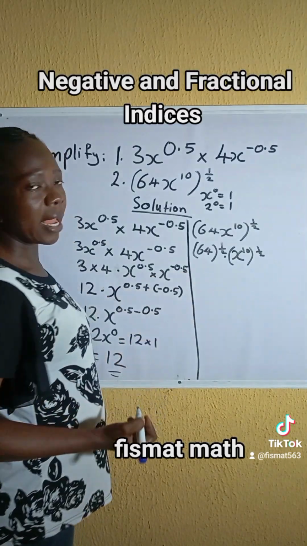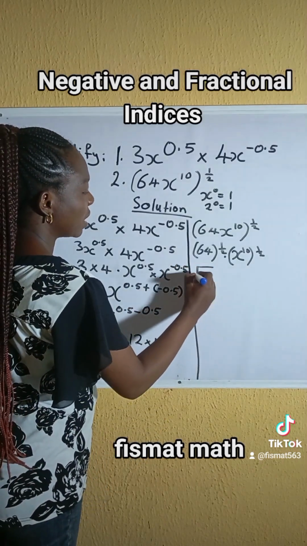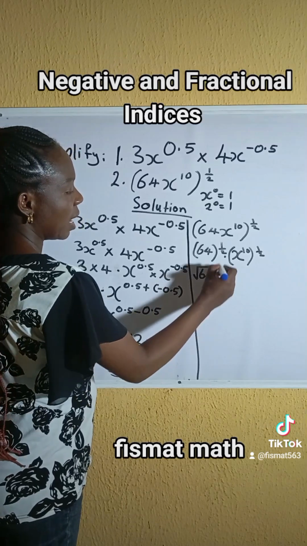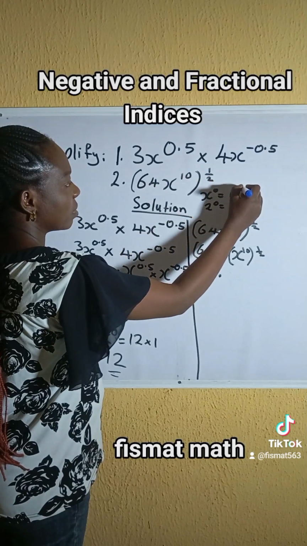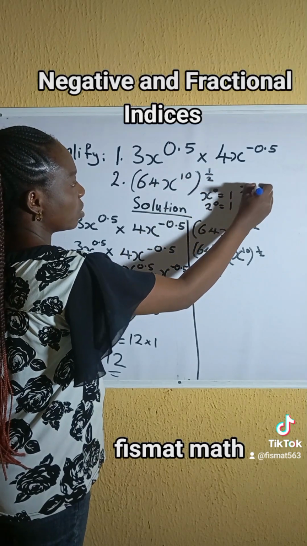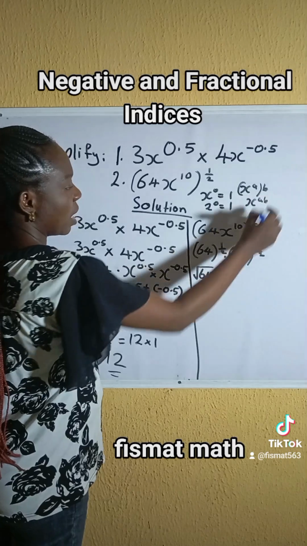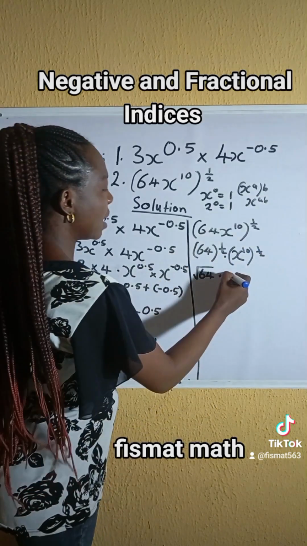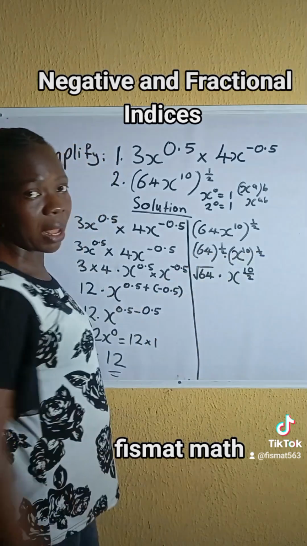Now 64 raised to the power half means the square root of 64. And then here, recall that x raised to the power a, bracket b, is what? x raised to the power ab. You are going to be multiplying these together, and then you have x raised to the power 10 over 2, 10 multiplied by 1 over 2.